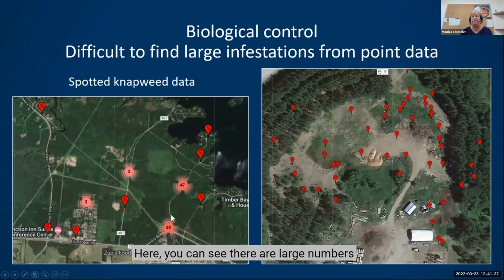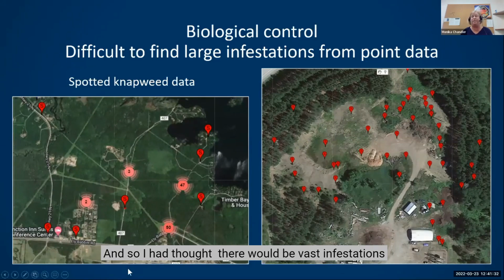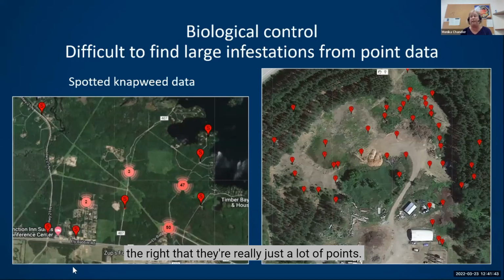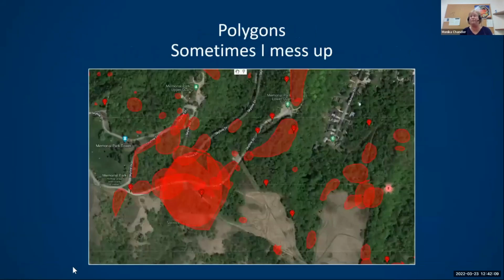And this is one example that you can see here. Here you can see there are large numbers of spotted knapweed reports in this area. And so I had thought there would be vast infestations and maybe we should be doing biocontrol work there. But then when I zoomed in, you can see on the right that there are really just a lot of points. And so I don't know, based upon all those points, whether this is really an expansive spotted knapweed infestation or just many people had reported it over time. I suspect there's a fair amount of spotted knapweed there, but it really would take a site visit. I can't look at the data and see what the level of infestation is.